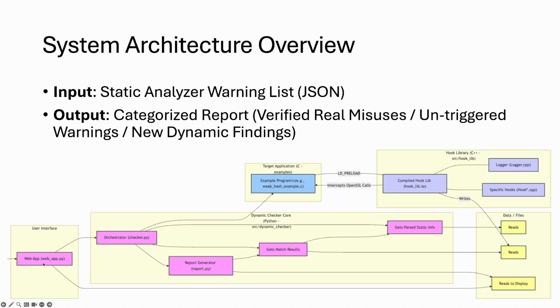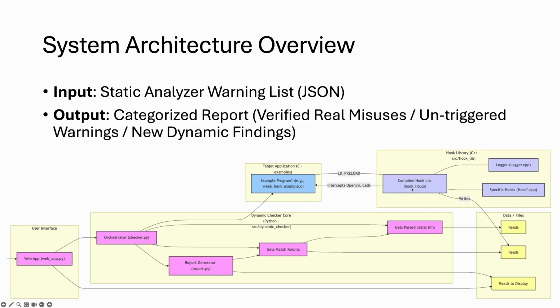The input is fed into our dynamic checker core, implemented primarily in Python. The static parser module reads and understands the input report. The main orchestrator, or checker.py, will then launch the target application, the C program we want to analyze. Critically, it launches it using LD preload to inject our hook library here.